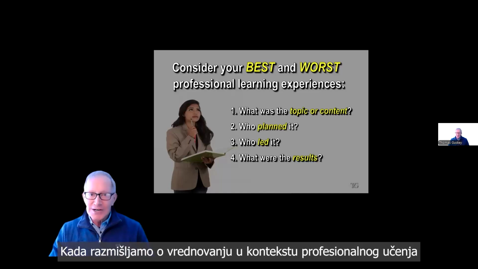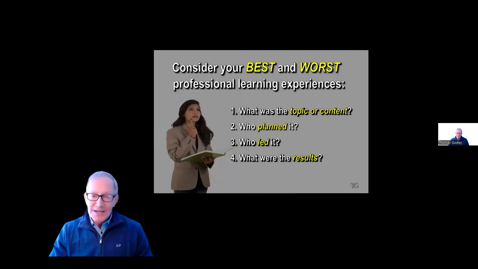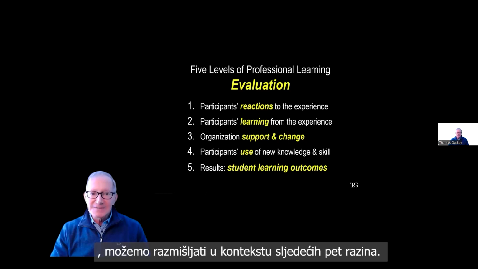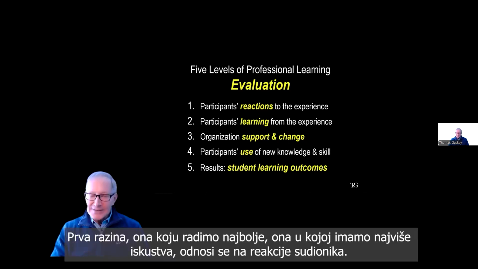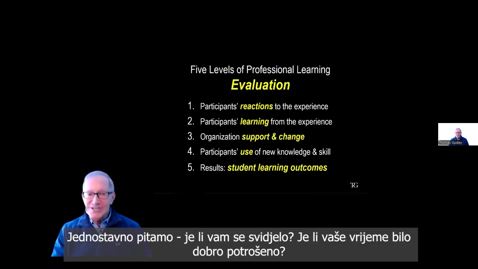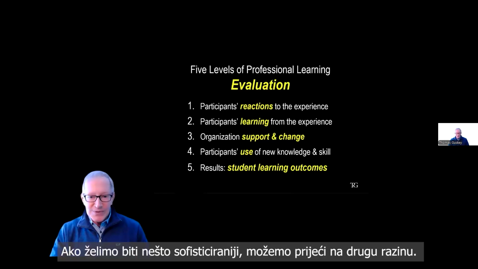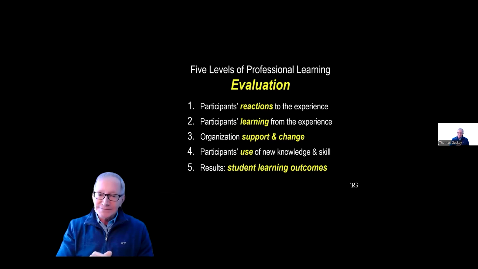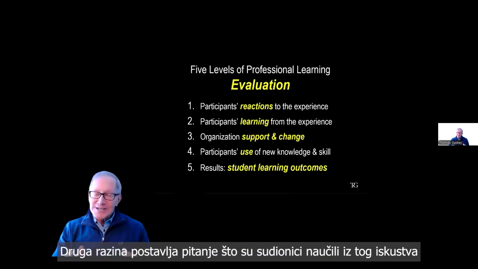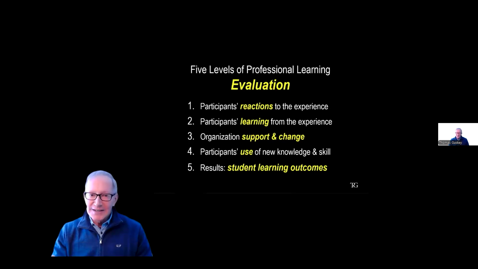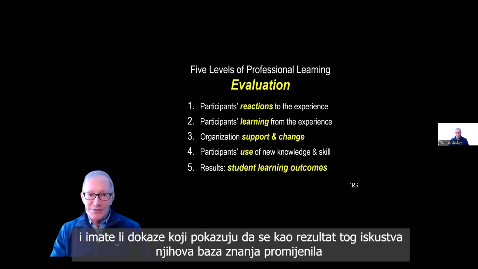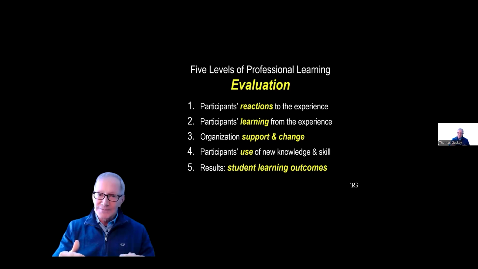When we think about evaluation in the context of professional learning, we can think about it in terms of these 5 levels. The first level, the one we do the best, the one in which we have the most experience, is participants' reactions. We simply ask, did you like it? Was your time well spent? If we want to get a little bit more sophisticated, we can move on to level 2. Level 2 asks, what did participants learn from that experience? And do you have evidence to show that as a result of this experience, their knowledge base has changed or their skill level has been altered?